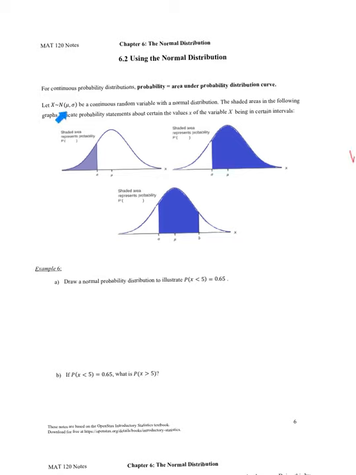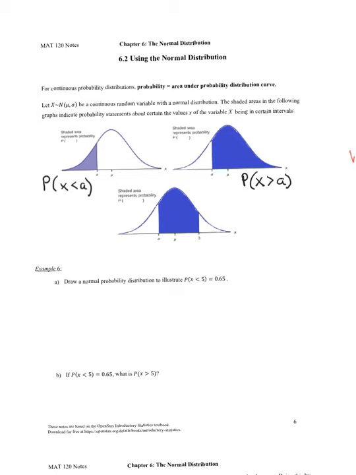If we have a continuous random variable with a normal distribution, the following graphs are examples of how we can shade our probability distribution curve. In this first graph, notice we have A, and the area to the left of A is shaded. We could represent this like so: X is less than A. Whereas in this example over here, the area to the right of A is shaded, and we could represent that with our greater than sign.